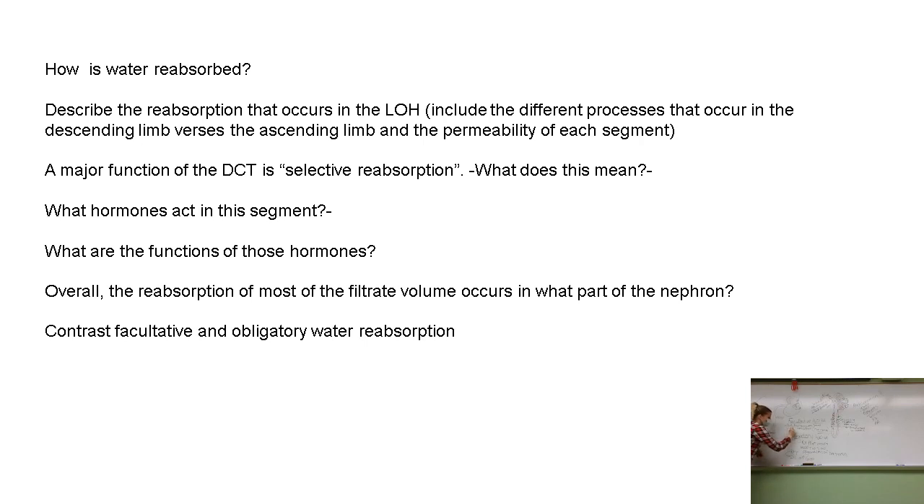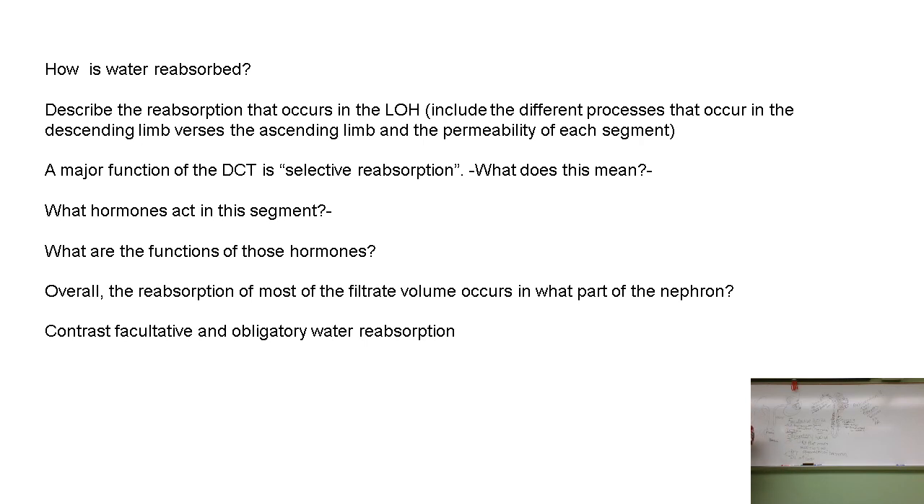So in the distal convoluted tubule is where we have facultative water reabsorption. What hormones are important for that facultative water reabsorption? We just talked about them. ADH. Good. Actually, DCT and collecting duct, because it's what's happening in both the DCT and the collecting duct.